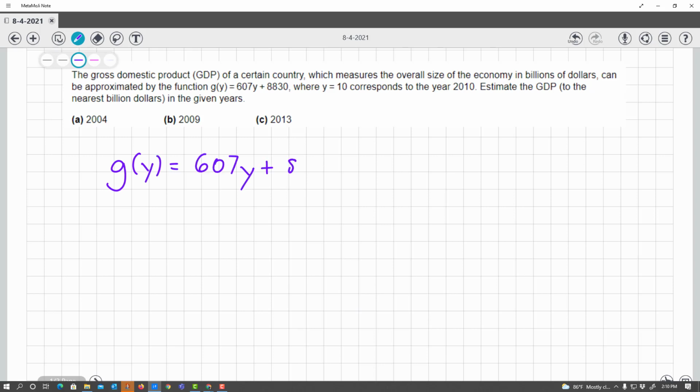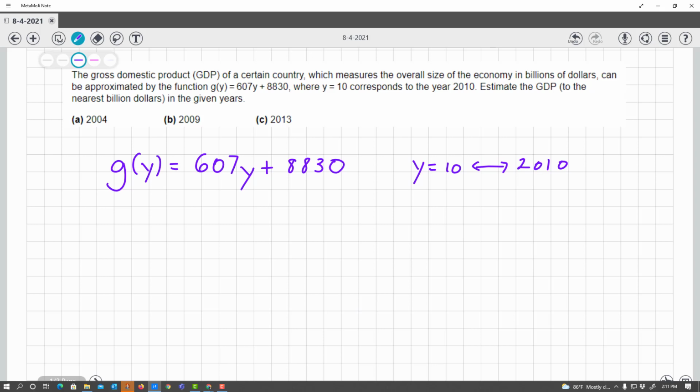607y. And don't get caught up in why they are using g and why they are using y. They're just functions and variables, right? You can use f of x if you wanted to. All right, and it tells you where y equals 10 corresponds to the year 2010. And then they want you to estimate the GDP to the nearest $1 billion in these given years.